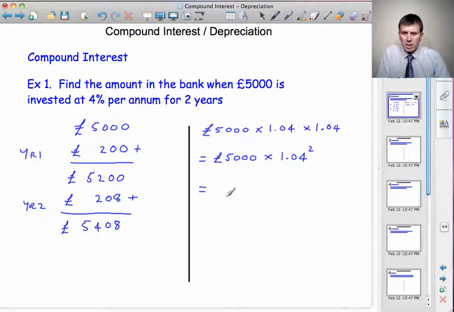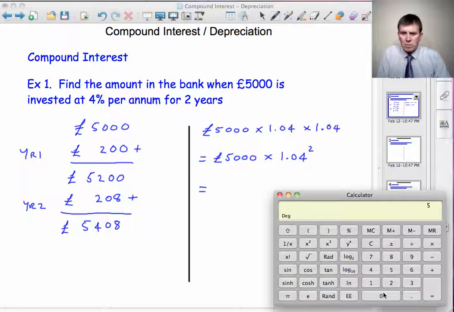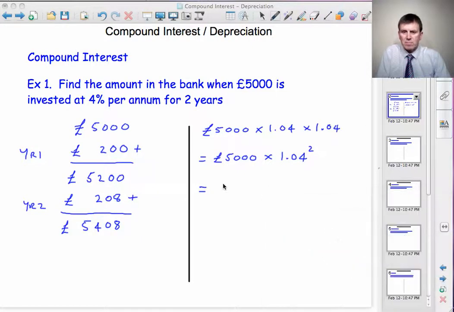And if we do that on a calculator, 5,000 multiplied by, and on this particular calculator I need to put it in a pair of brackets. You don't on most calculators, but 1.04 squared. And that comes to 5,408, the same answer.